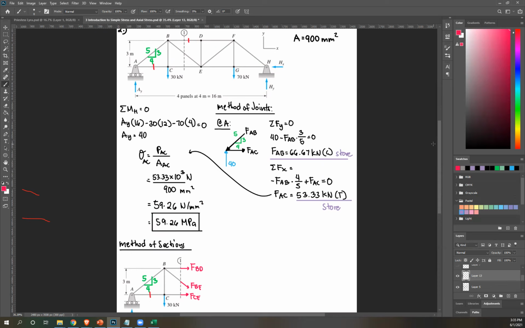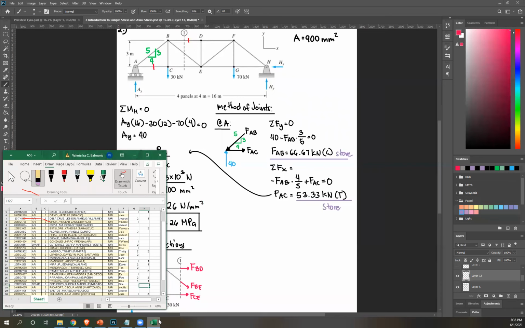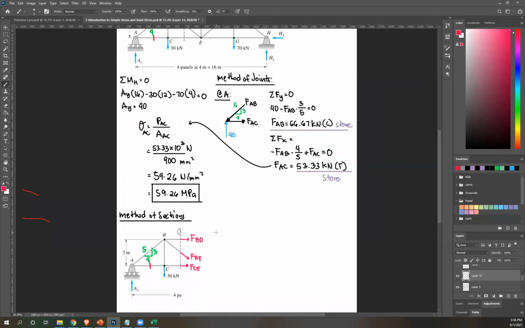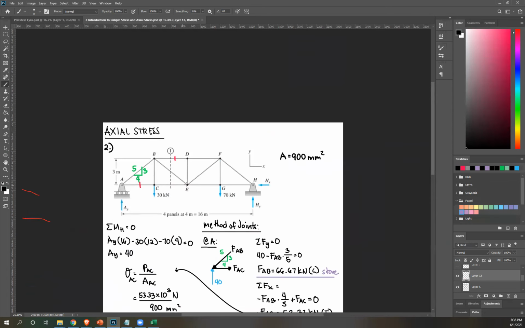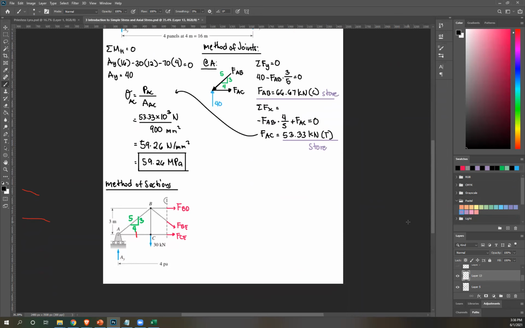Yeah, very good. It's at E. So even though it's not shown here in your method of sections drawing, you can still use point E, which is outside that drawing. Okay, it's still allowed. So if I extend that, we have this E.